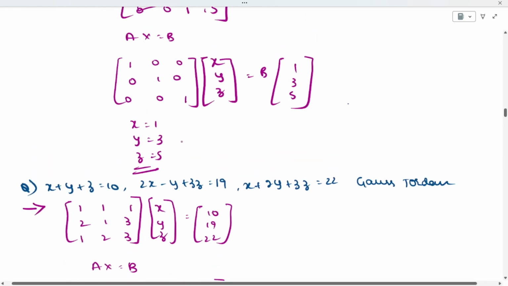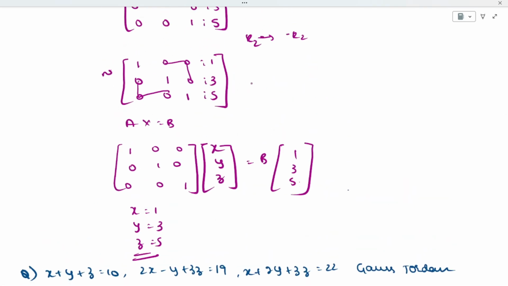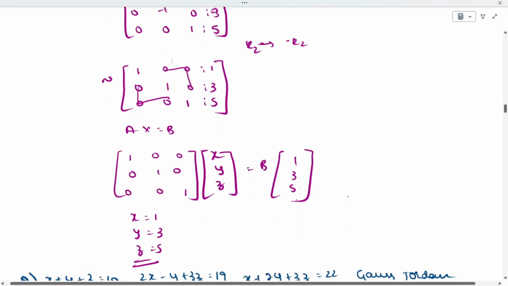Now, the same way you multiply, Ax = B, the values here are 135. That means what are the values here you have? 1, 3 and 5. And you can take x = 1, y = 3 and z = 5. This is the value you got for this matrix.